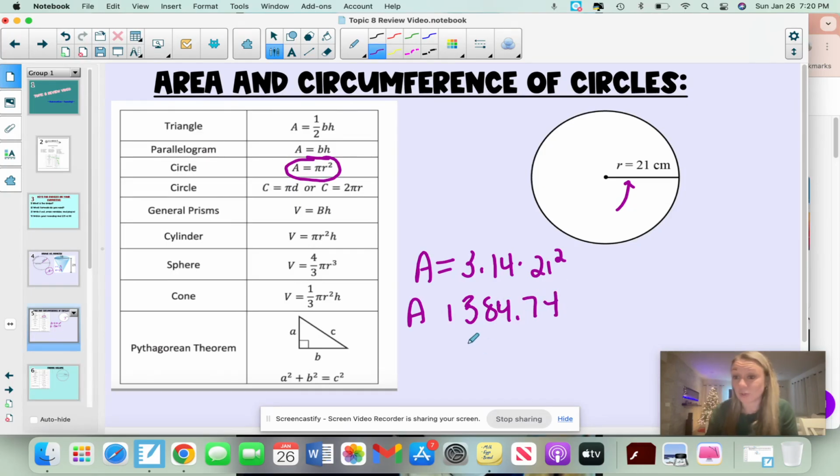1,384.74. Let's hope that they just ask you to round to the nearest hundredth, because then you are done. But if they asked you to round to the nearest tenth, your answer would just be 1,384.7. Remember, your test is multiple choice, so it'll be pretty clear what your answer should be.